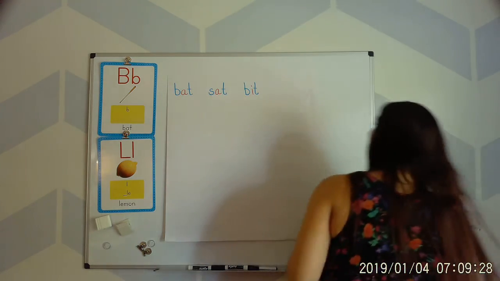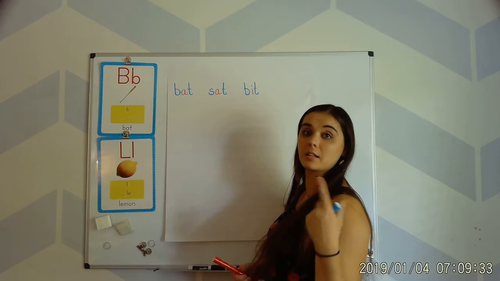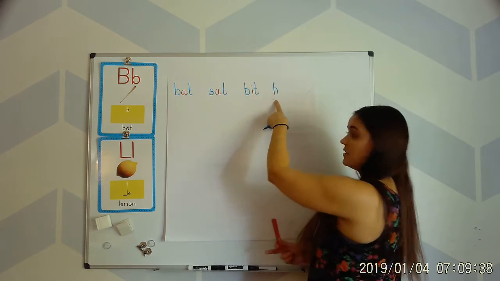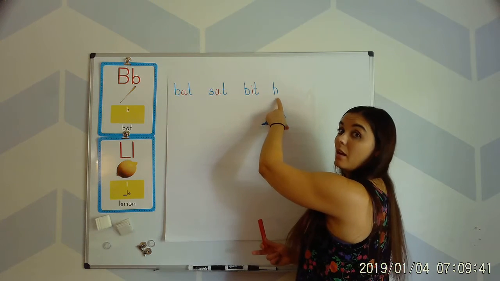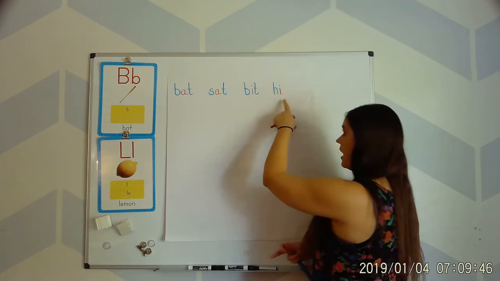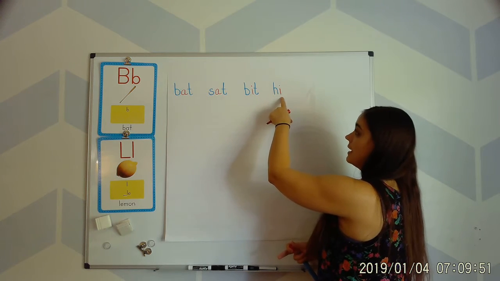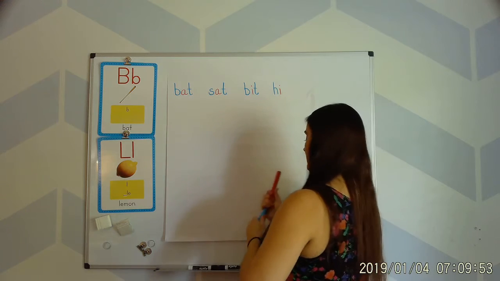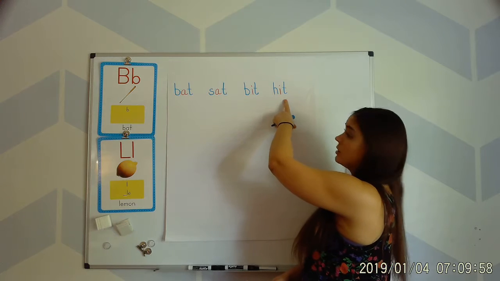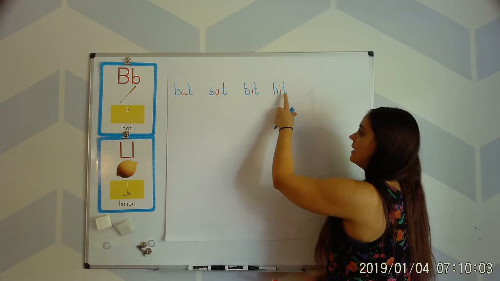Right, next word. Hit. Hit. So there's H like the hippo card. What does H say? And I like the insect card. What does that say? Hit. And then T like the turtle card. What does T say? Let's blend. Hit.